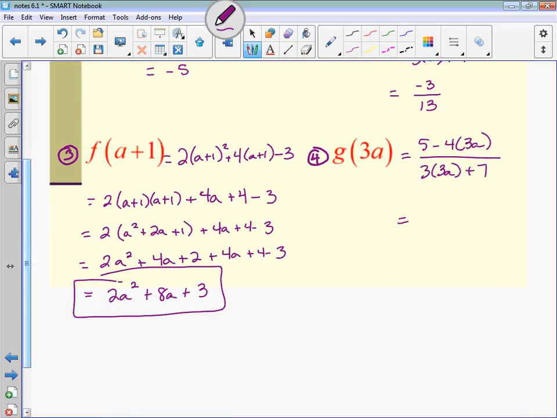So what do we end up with in the numerator, guys? 5 minus 12a, good. Over, what do we have down here? Close, 9a plus 7. That's all. What do you think? Can I reduce that? You cannot. Some people will look at it and see the 9a and the 12a and think you can do something with that. But because there's addition and subtraction involved, you cannot. Okay? So that's it.